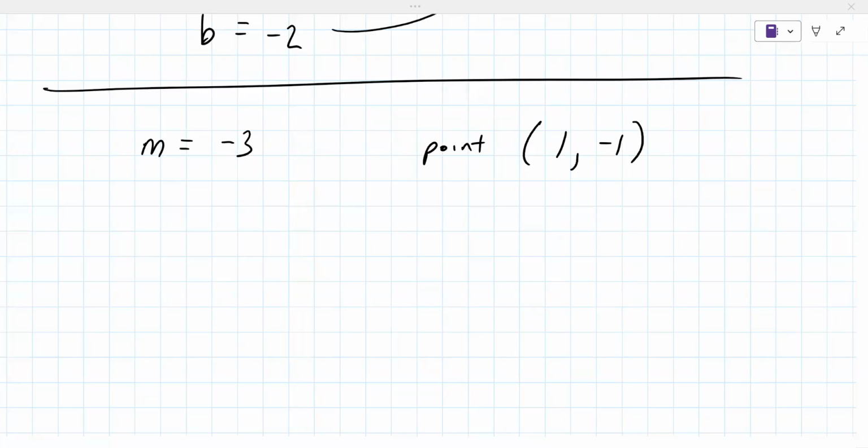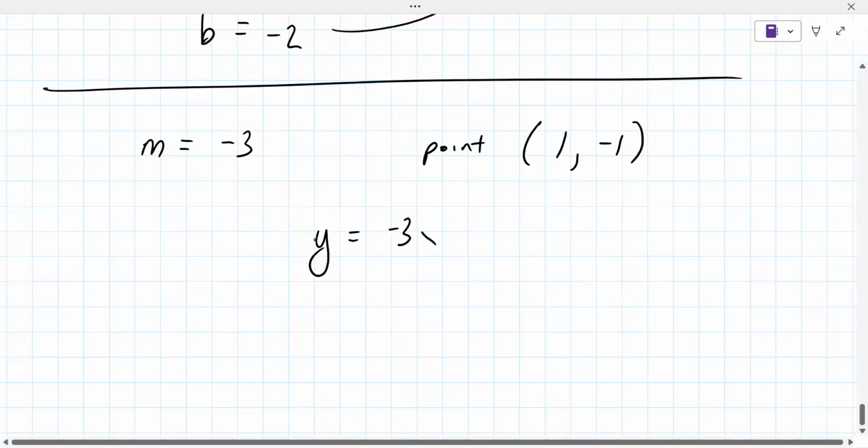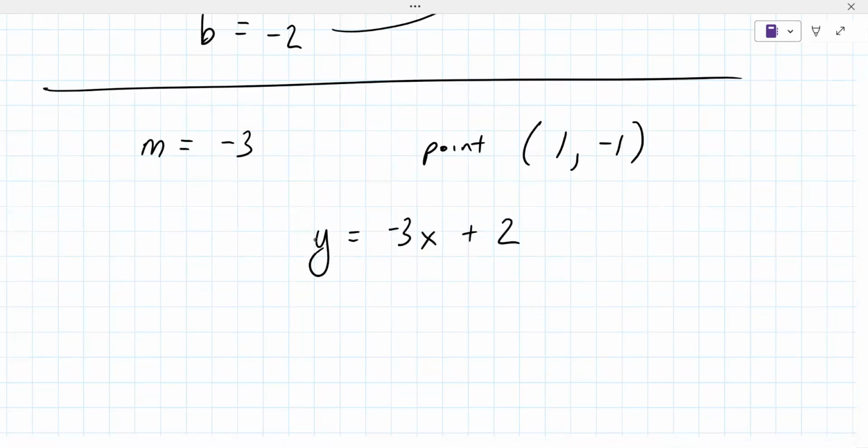1 plus. Is it y equals -3x plus 2? Like this. Correct. Right. So that's really good.